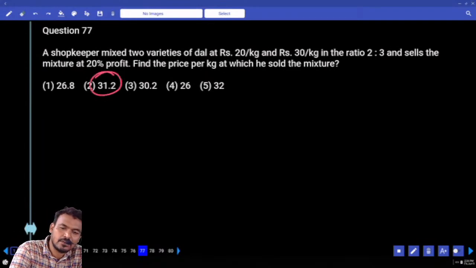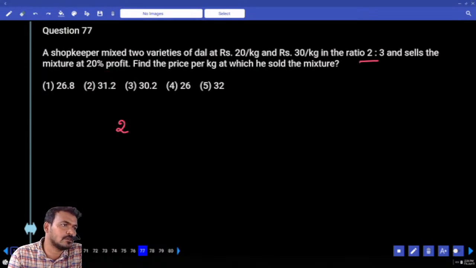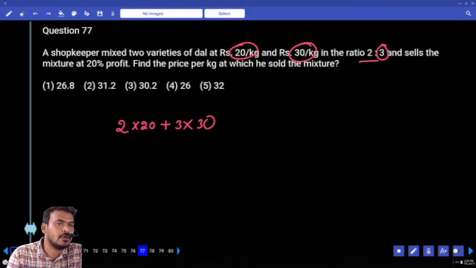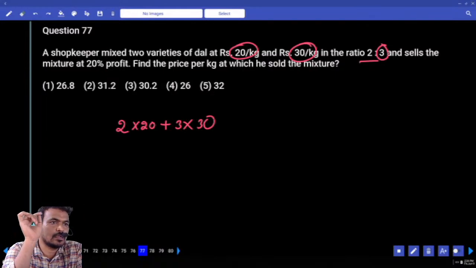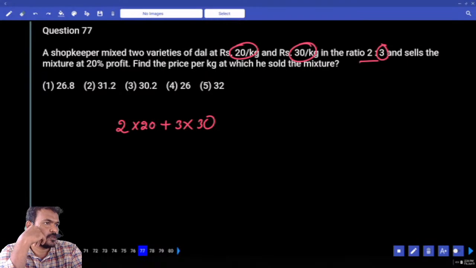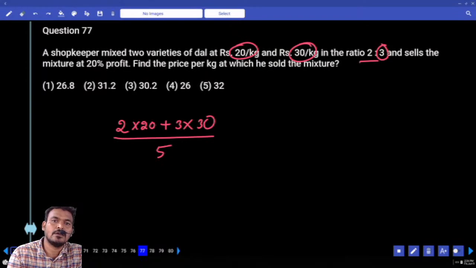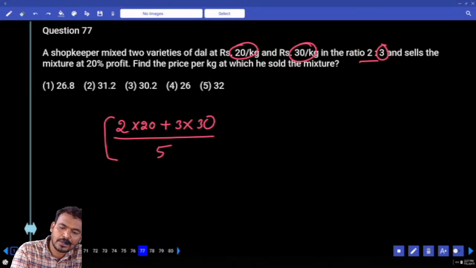Answer is the second one. Or, first one quantity is how many parts? 2 parts. That is considered 2 kgs. For the per kg value 20, 2 into 20 is 40, plus second one quantity 3 parts. That is considered 3 kgs. For the per kg value 30, 3 into 30 is 90. These two are added. We get the total cost of how many kgs? 5 kgs, 2 kgs plus 3 kgs. Total how many kgs? 5 kgs. Divide by 5, we get the cost price of the mixture per kg. Yes or no? But do we require selling price or cost price?